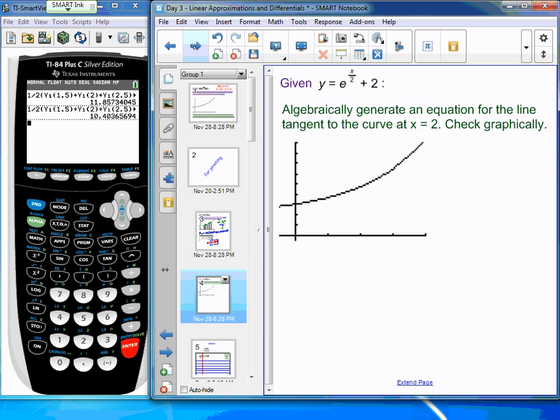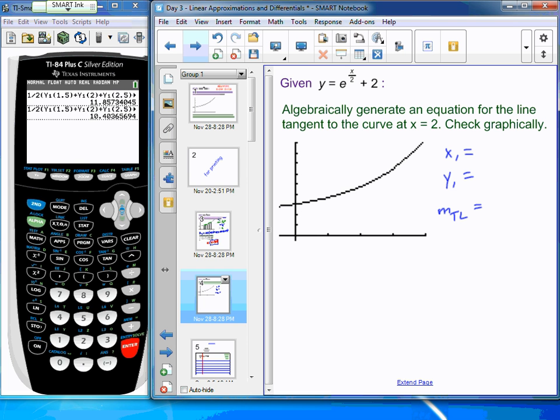Let's go ahead and write an equation of a tangent line algebraically to the curve at a given point. So what do we need? Well, we need the same 3 things. We need our x-coordinate of the point of tangency, our y-coordinate of the point of tangency, and our slope of the tangent line. So where do we go to get those things?